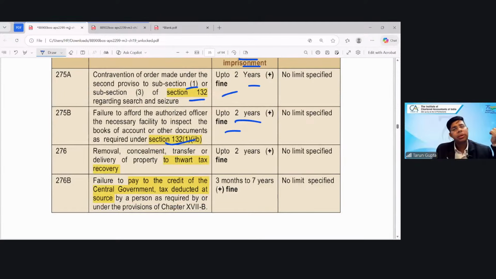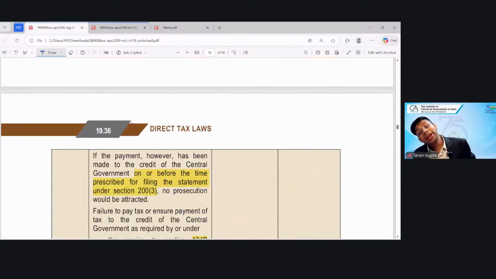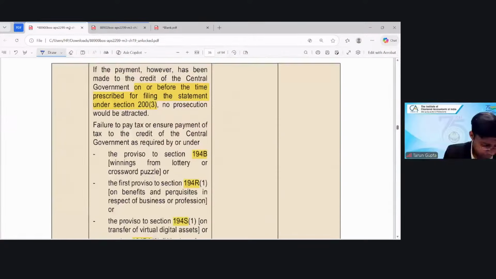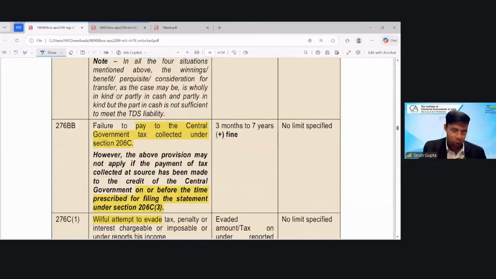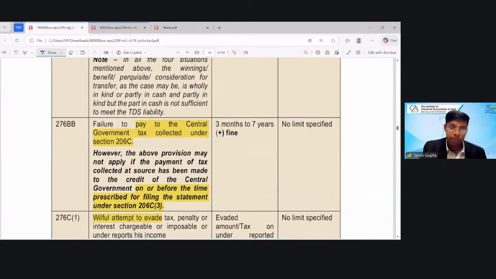If some person sells, removes, or gives away assets to evade tax, to evade the tax recovery, then such person may be liable for prosecution. Here, in the 271 prosecution, it is 3 months to 7 years. However, again, similar, 3 months to 7 years.